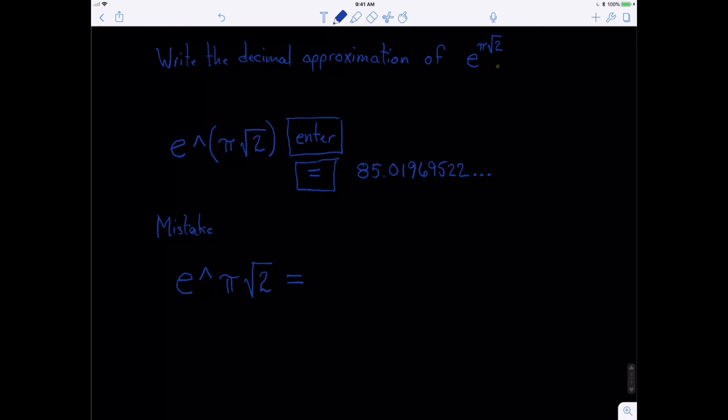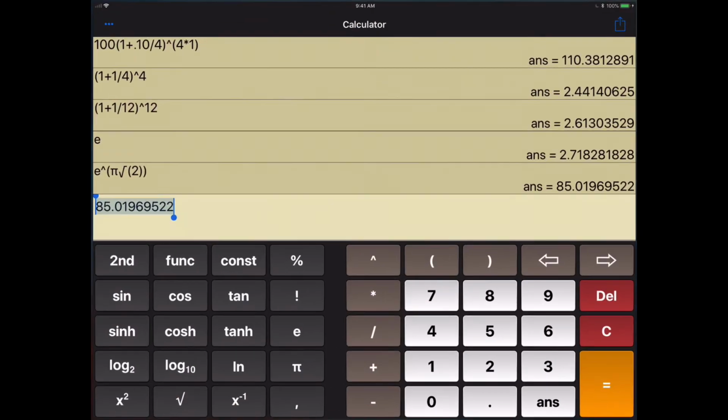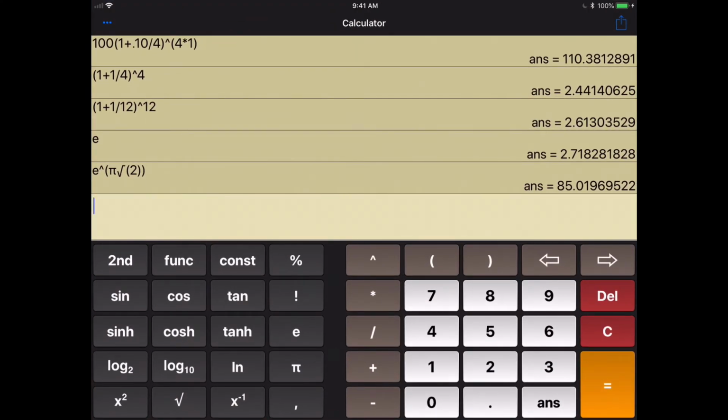Let me go back to my Good Grapher. And let's try e raised to the pi times, and I don't even need to put the times symbol, we'll just put square root 2 and press go. And it worked. It's the same number. There's no way.